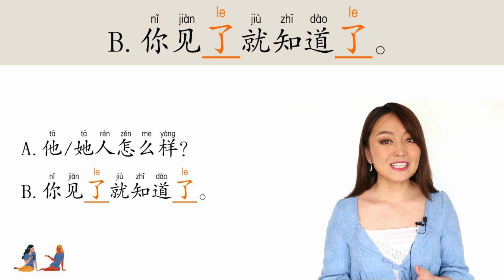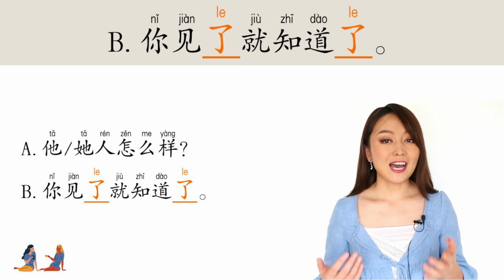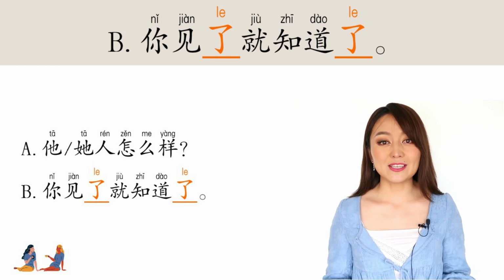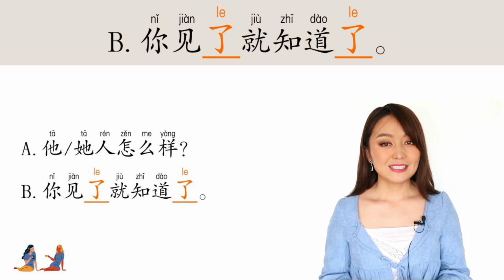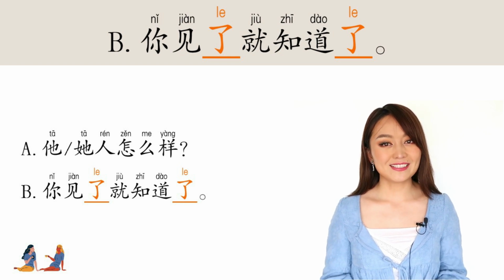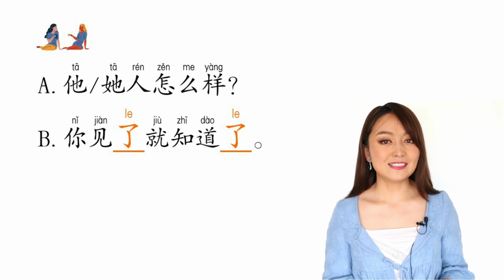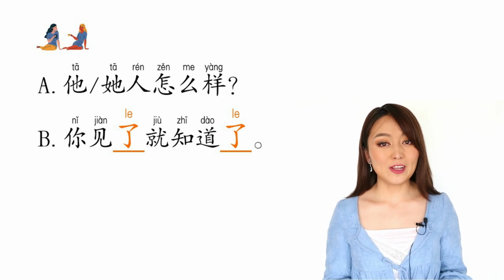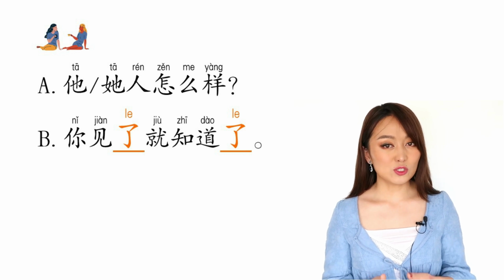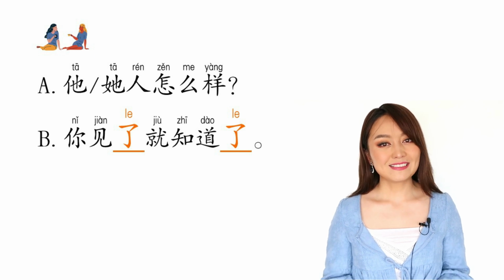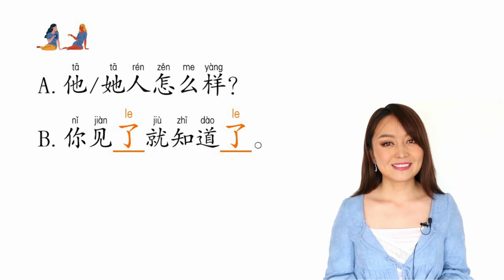To describe the situation in the future, therefore, after you already see or meet him or her, you already know the answer to the question you are asking your friend. 你见了就知道了. Okay, let's read the conversation again. You ask, 他人怎么样? And your friend says, 你见了就知道了. Okay, faster. 他人怎么样? 你见了就知道了.